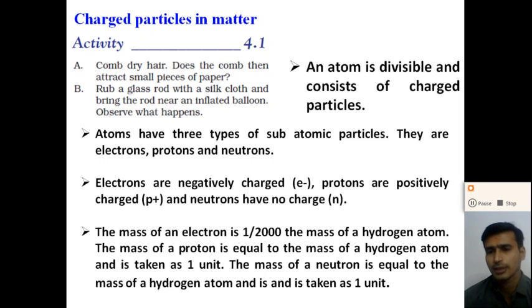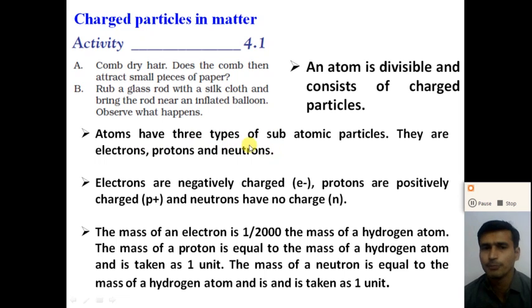So dear student, the question is asked in your examination like this: what are the charged particles, what are the different charged particles? There are two types of charged particle. First one is the positively charged particle and second one is the negatively charged particle, and the atom consists of these charged particles.